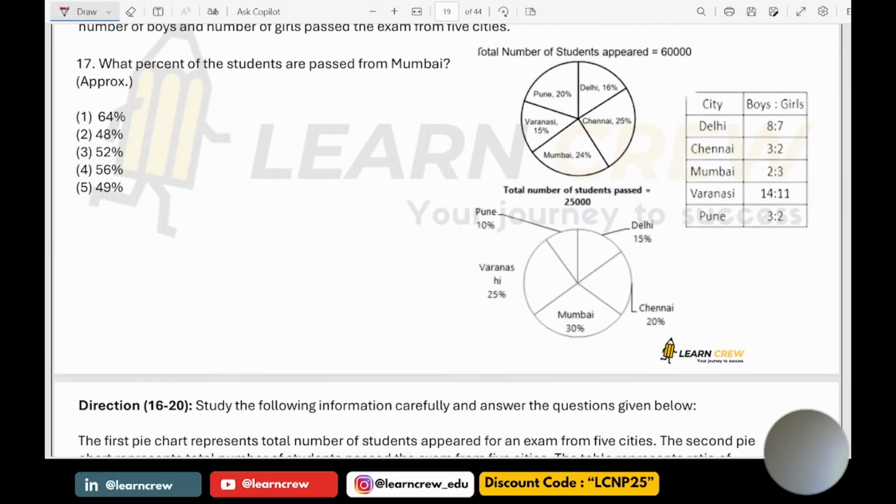The next, second question. What percent of the students are passed from Mumbai? So total number of students appeared from Mumbai is 24% of 60,000, which is 14,400. And passed in Mumbai, 30% of 25,000, which is 7,500. So the 7,500 is what percentage of 14,400? Right? So the answer is very close to more than 50%, 52.08%. So answer is option 3.